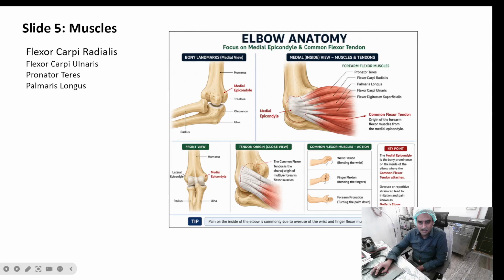So the common flexor tendon is the shared origin of multiple forearm flexor muscles. Wrist flexion, bending the wrist, finger flexion, forearm pronation. So the medial epicondyle is the bony prominence on the inside of the elbow where the common flexor tendon attaches. Overuse or repeated strain can lead to irritation and pain known as golfer's elbow or medial epicondylitis.